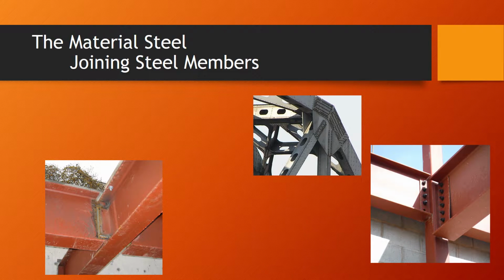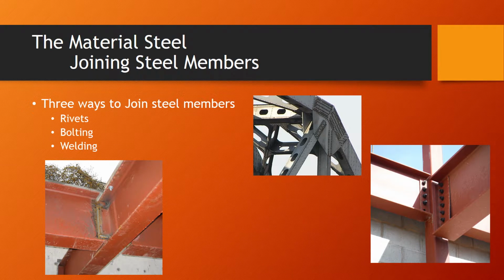There are three ways to join steel members: rivets, bolts, and welds. Rivets are steel fasteners that are worked when hot and hammered down to clamp pieces together, although they are not used anymore and have been replaced by the other two methods. Bolting uses high-strength bolts that are tightened to spec to hold pieces together. Welding uses electricity that melts together base metals and usually a filler metal. There are many forms of welding and types of welds.